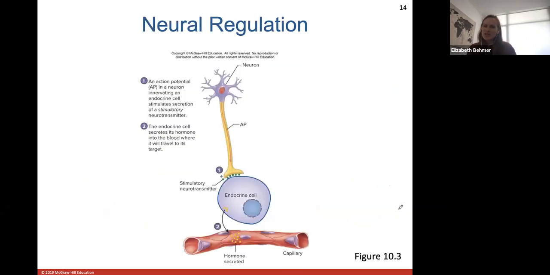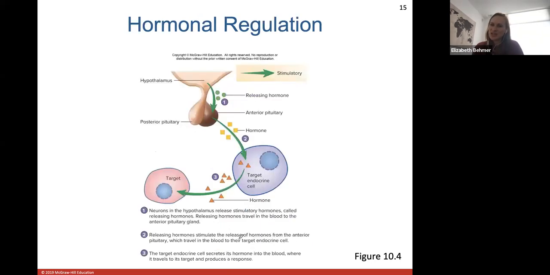Neural regulation, this just shows how a neuron can be directly attached to an endocrine cell. So it will release a neurotransmitter across the synapse, which will cause the endocrine cell to release some sort of hormone that will then travel into the bloodstream to reach its target. So that's endocrine cells under neural regulation.